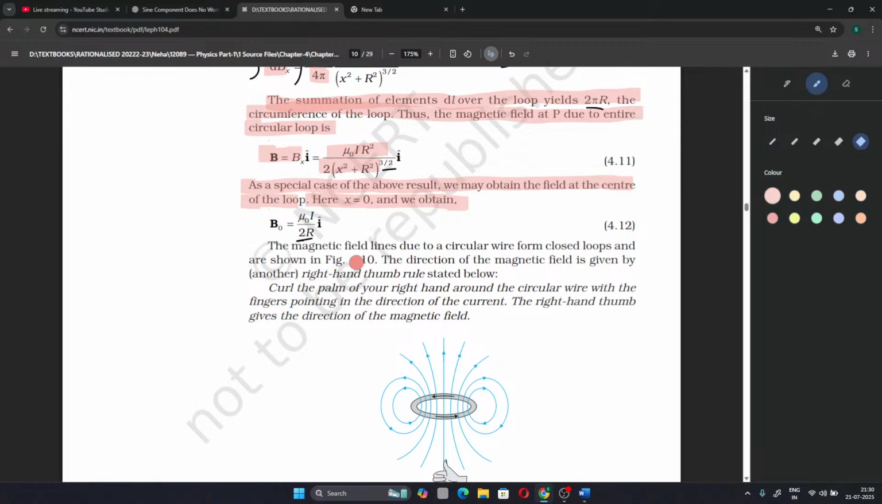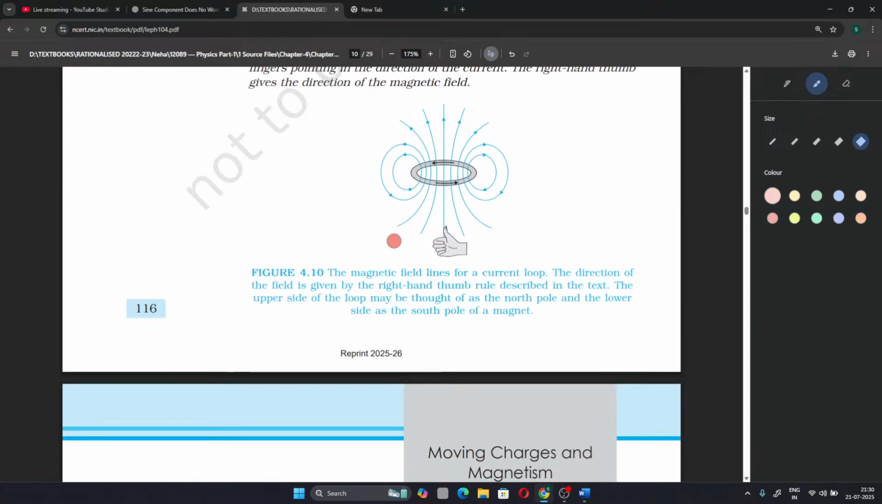The magnetic field lines due to a circular wire form closed loops and are shown in figure 4.10. The magnetic field lines for a current loop: the direction of the field is given by the right hand thumb rule described in the text. The upper side of the loop may be thought of as the north pole and the lower side as the south pole of a magnet. This is a loop where the current is going from here to here.